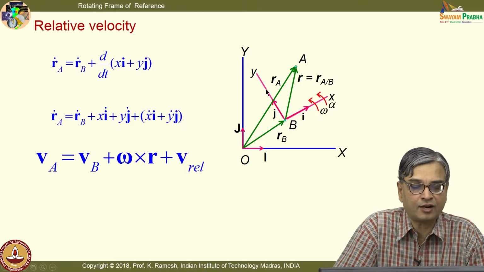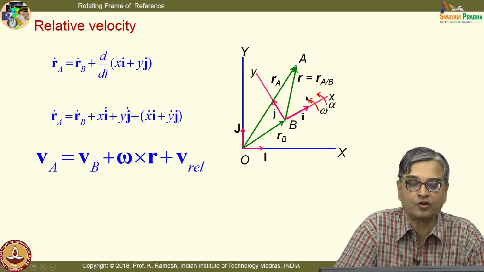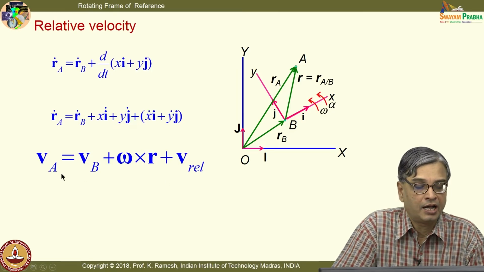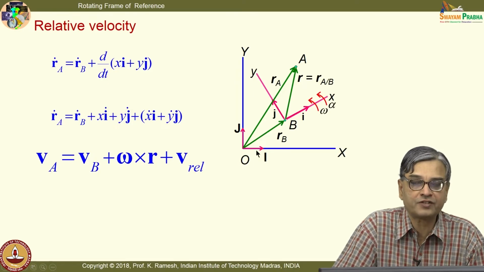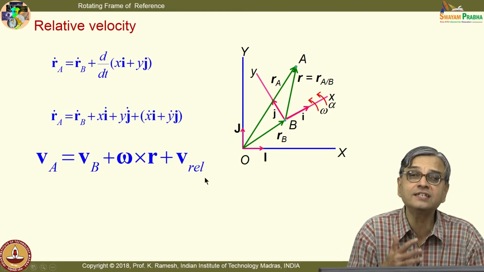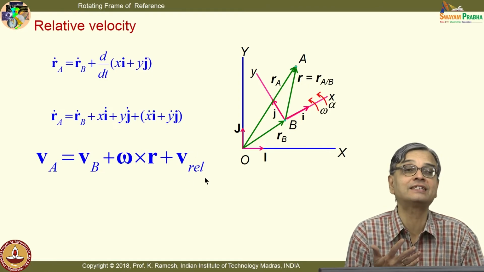Suppose I sit in a rotating frame of reference and I know the angular velocity of that rotating frame of reference. If I observe the point A, I can write the velocity of A with respect to the fixed frame of reference as the absolute velocity of B plus omega cross r plus vrel. And what is this vrel? How can we measure this vrel?